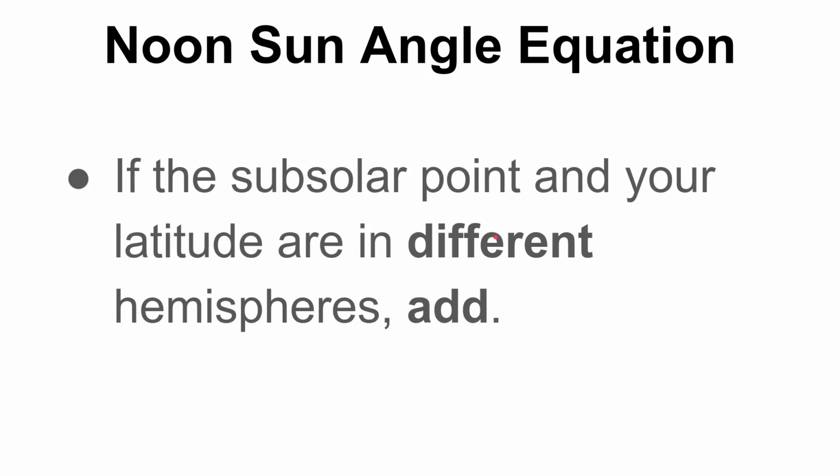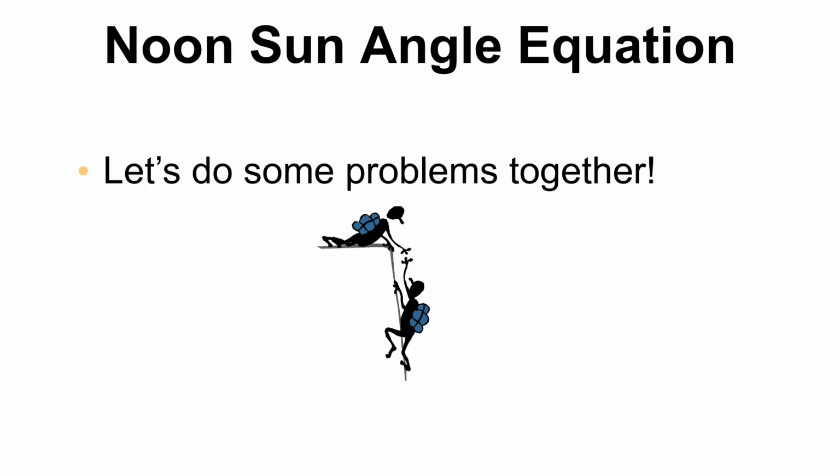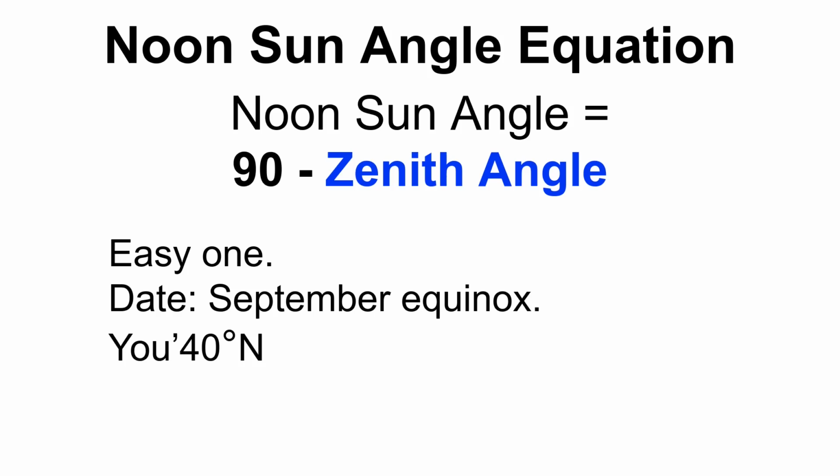Again, if the subsolar point and your latitude are in different hemispheres, then you add the numbers together. Let's look at some crappy clip art together. All right, easy one. The date is the September equinox, so we know where the subsolar point is.